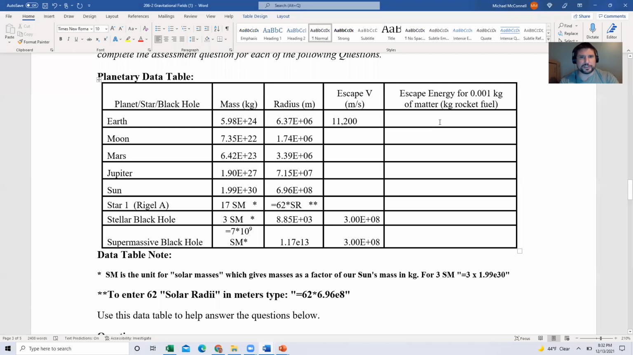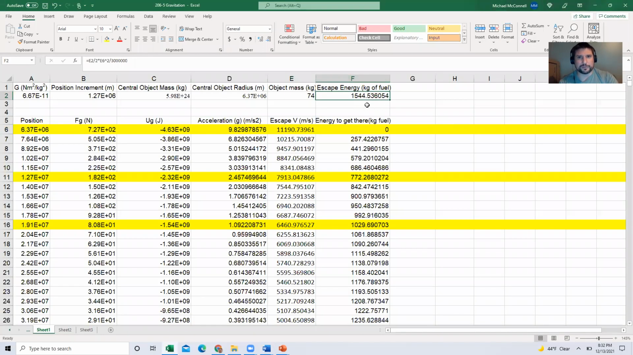Now the escape energy, that's in kilograms of rocket fuel, and that's 15,440 per kilogram, or per this 74 kilogram mass. So to get a 74 kilogram mass escaped from the Earth's gravitational field, it's going to take you 1,544 kilograms of fuel to do that. So it's very costly to get an object lifted off the surface of the Earth. That's why there's big bucks in the rocket business. Ask Elon Musk.